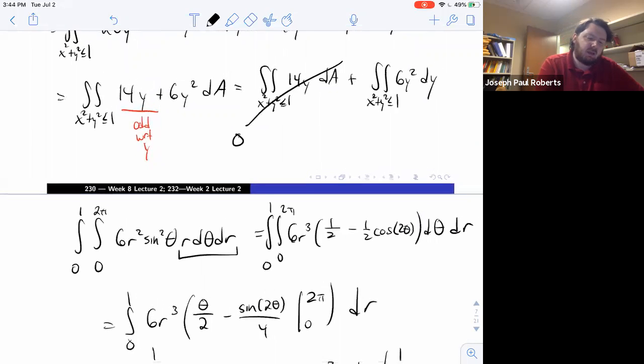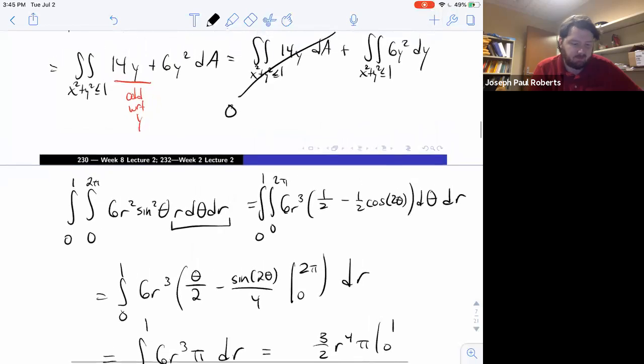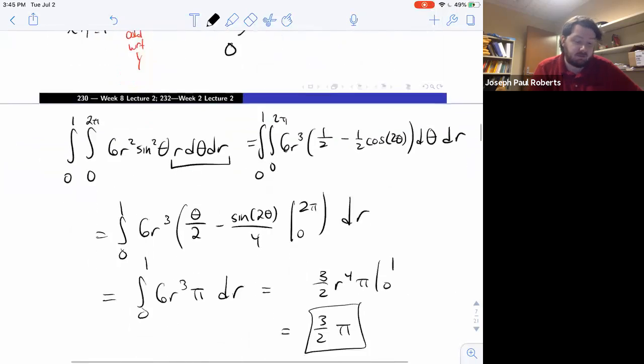And so again, if you hadn't noticed this symmetry, then you would have had that go away when you do the theta antiderivative, because your y would have a sine theta, whose antiderivative is basically minus cosine theta, and when you plug in and subtract, cosine theta is 2 pi periodic. So that would go away even if you didn't see that symmetry trick.